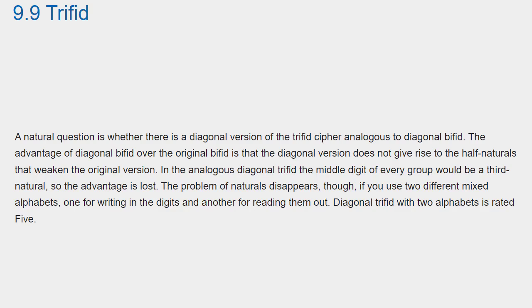The problem of naturals disappears, though, if you use two different mixed alphabets, one for writing in the digits and another for reading them out. Diagonal trifid with two alphabets is rated 5.